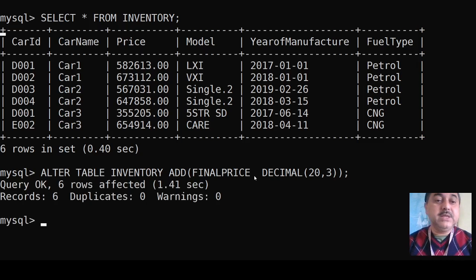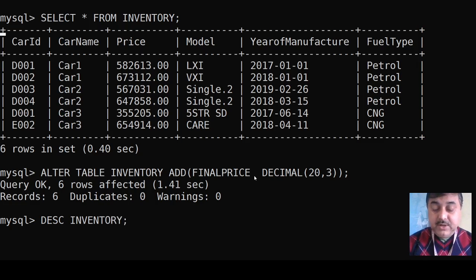Now let us see. Here it has shown us that the query is okay, 6 rows affected, and duplicates 1 row. So I need to see the structure. How to see the structure? DESC inventory.